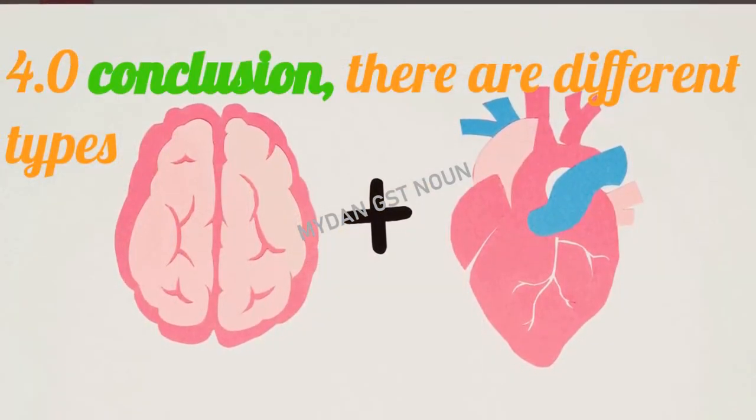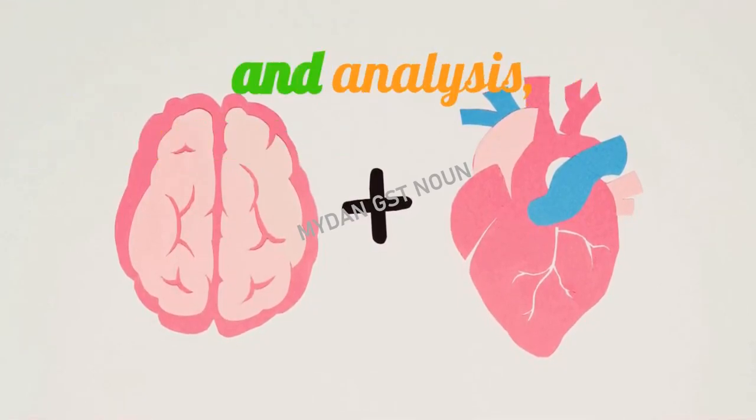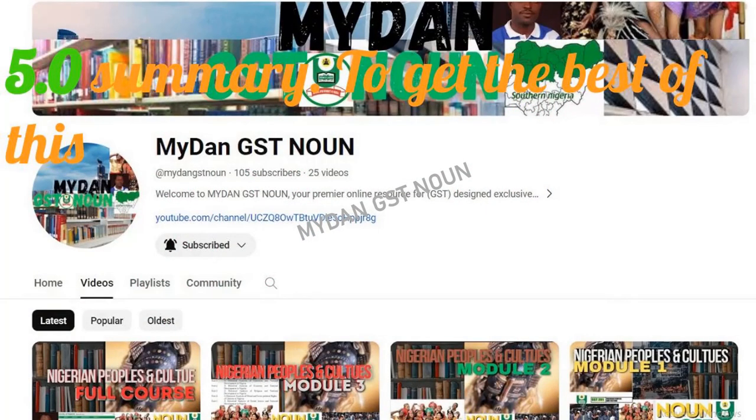4.0. Conclusion. There are different types of logic. These logics help in critical thinking and analysis. 5.0. Summary.